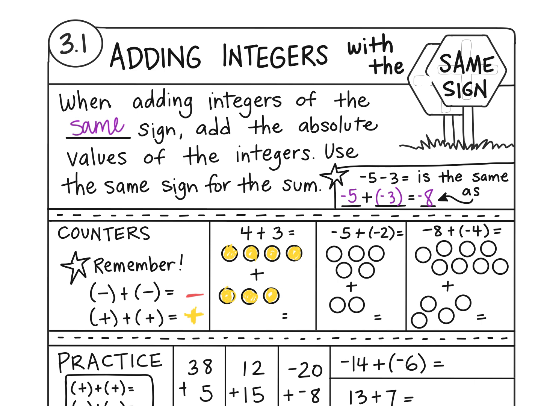So what is my answer going to be? 7. This is very simple because they are both positives, and that's what we're used to. We are used to seeing positives and positives. Well, what if I have negative 5 and I'm going to add negative 2 to that? So all together, I have negative 7.